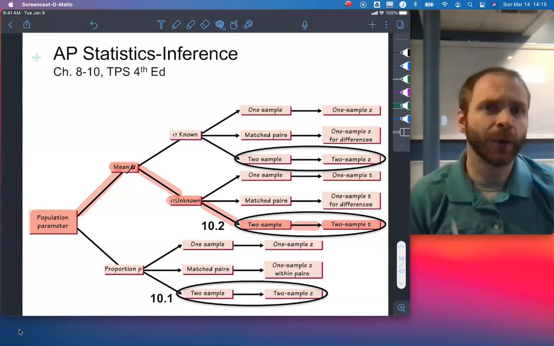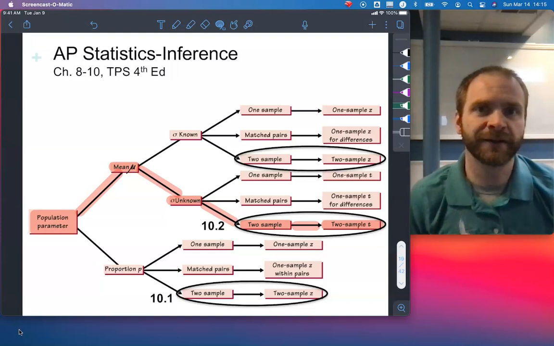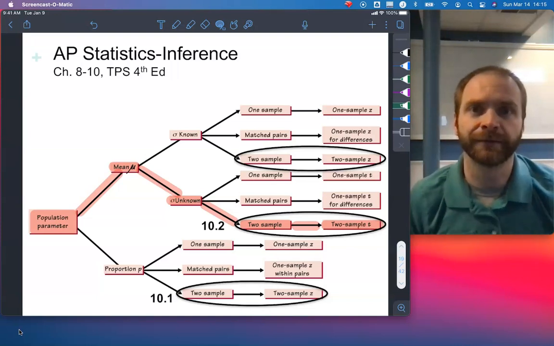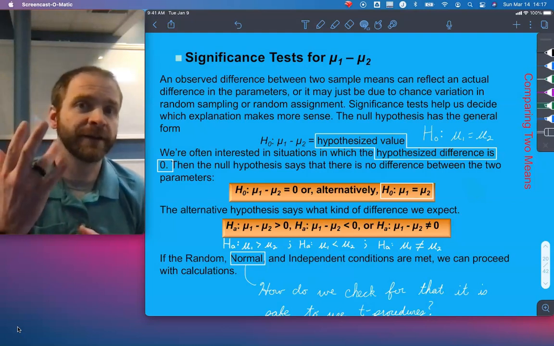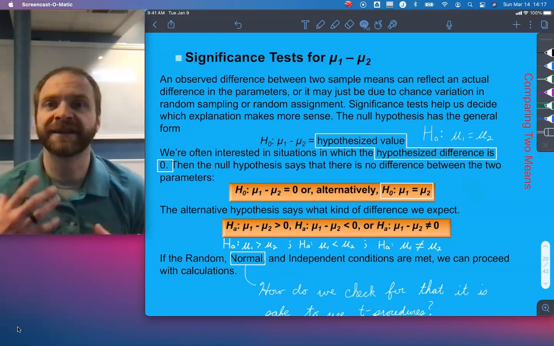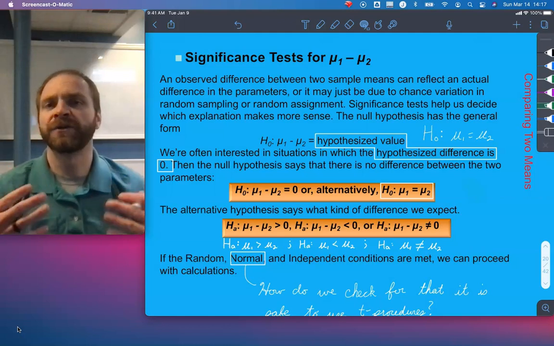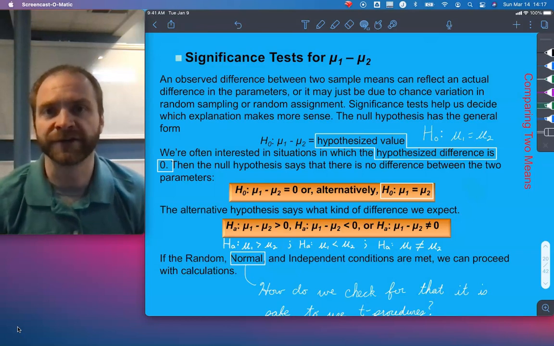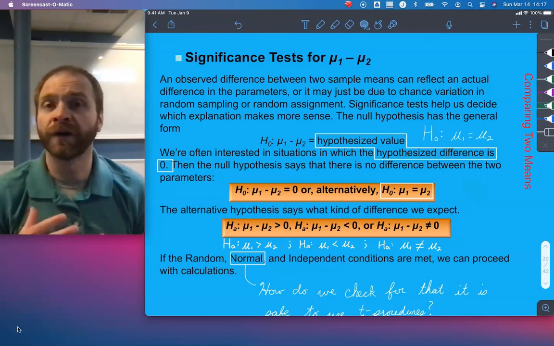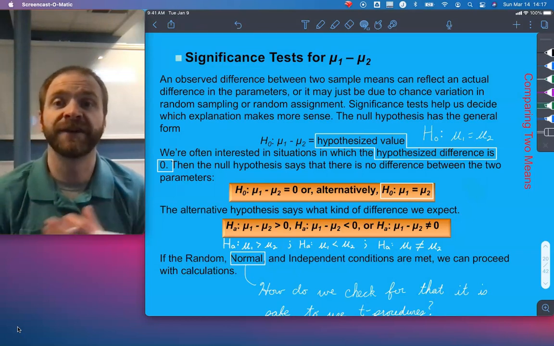Before we move on to the actual notes, let's look at a few blue slides to help us understand the procedures that we'll be using. So the blue slides outline the four-step process: state, plan, do, conclude. And it's meant for us to take a moment and determine what we're trying to figure out. We're trying to figure out, is there an actual difference in the parameters, mu1 minus mu2, or is everything we found due to chance variation?